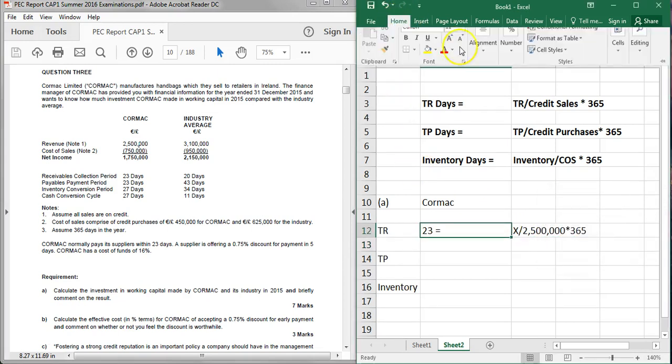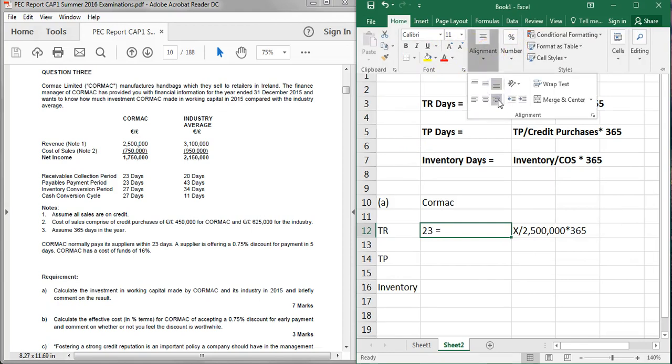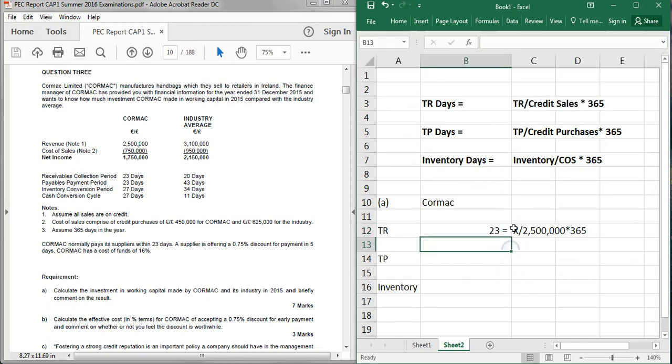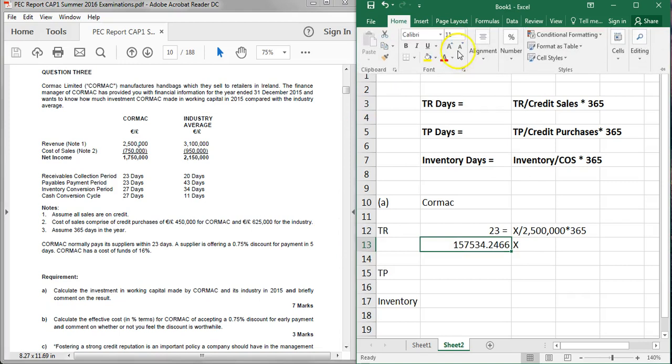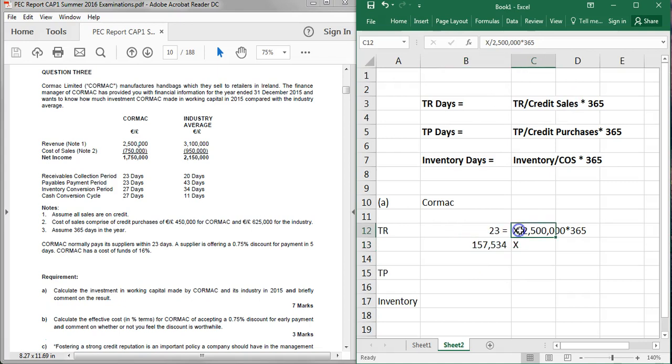So let's put that over to make it look a bit better. We're saying something divided by 2.5 million times 365 is 23. And all you do then is your junior cert maths, you work across. You'll say it's 23, you'll multiply by 2.5 million to bring the 2.5 million across, and you'll divide by 365 to get your X. So your X then is about 157,000 euro.